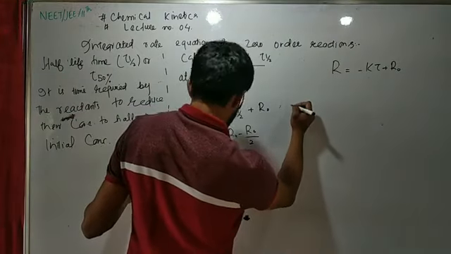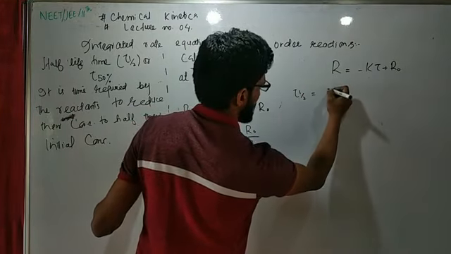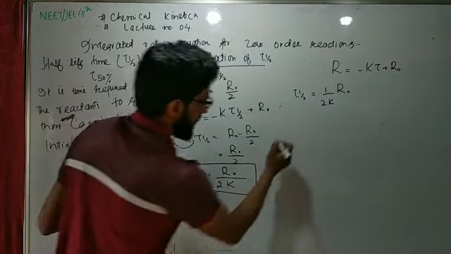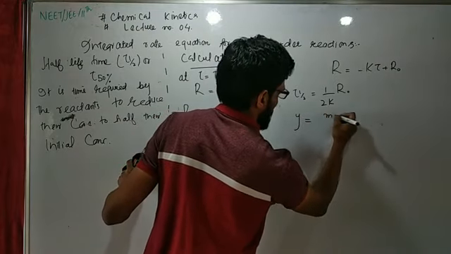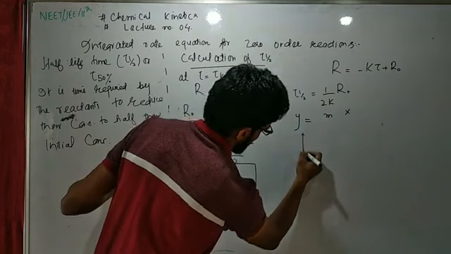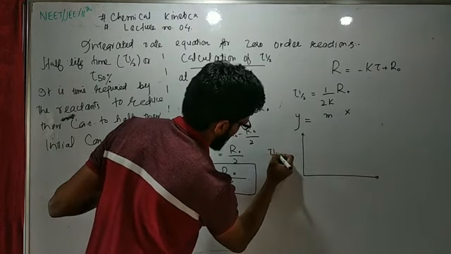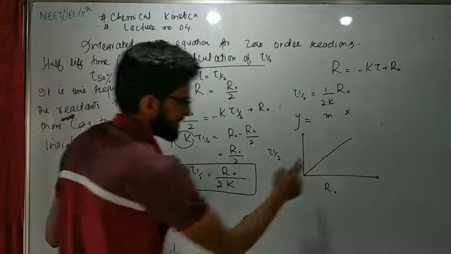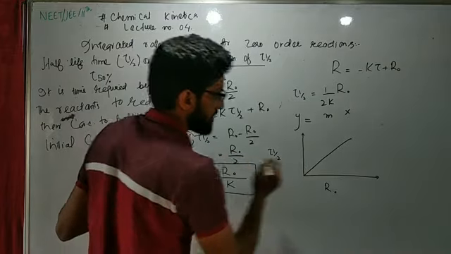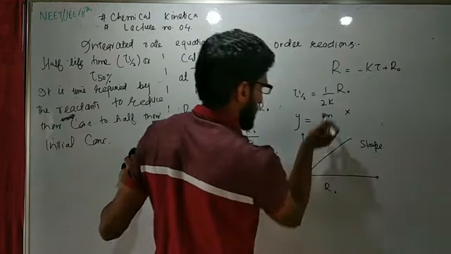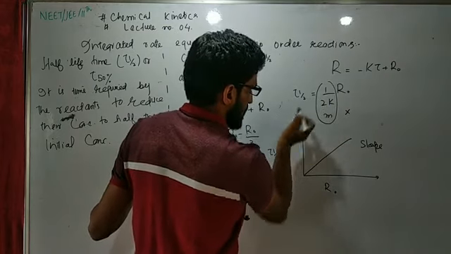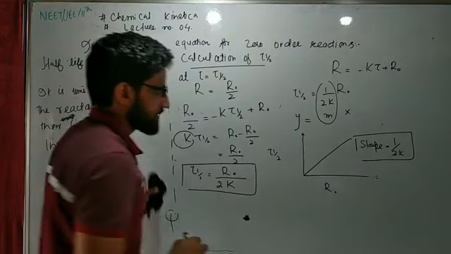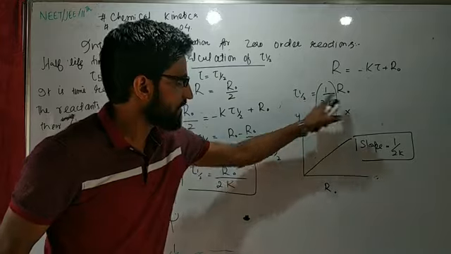Now you can compare this equation. That means T half is equal to R naught into 1 by 2k. You can write it like this. Now you can compare this equation with this equation. That means on plotting a graph between T half and initial concentration, there will be a straight line through the origin. Its intercept will be equal to 0, and its slope will be m is equal to 1 by 2k. This is the slope of this equation between T half and R naught.